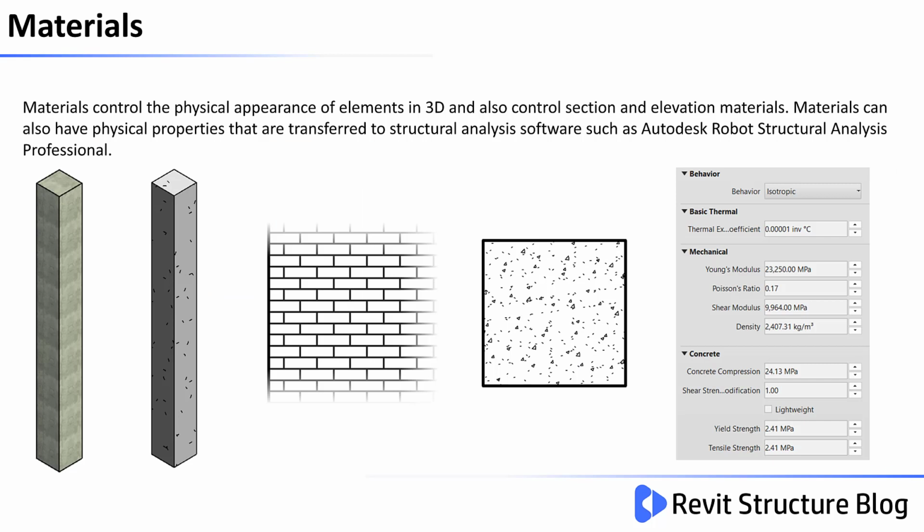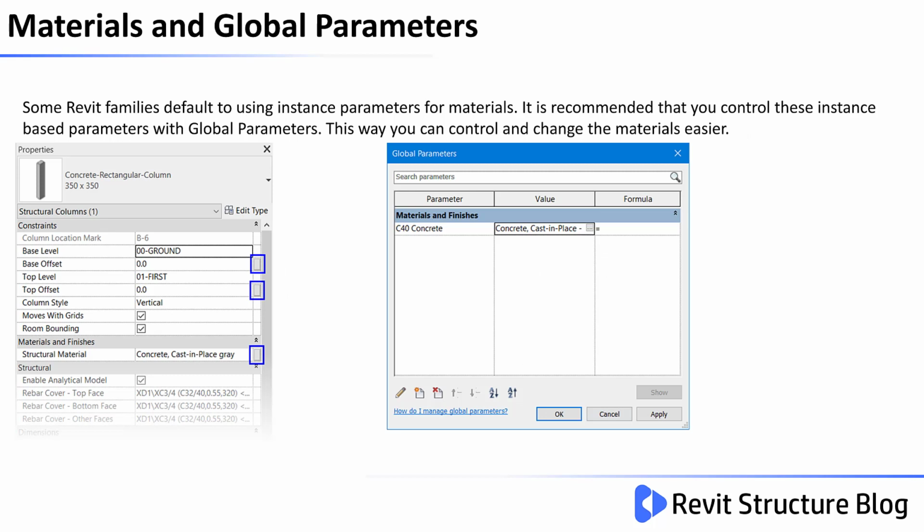Materials control the physical appearance of elements in 3D and also control section and elevation views. Materials can have physical properties that are transferred to structural analysis software, such as Autodesk Robot Structural Analysis Professional. Some Revit families default to using instance parameters for materials. It is recommended that you control these instance-based parameters with global parameters. This way, you can control and change the materials easier.